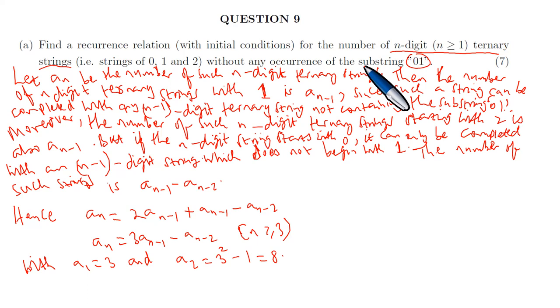So how do you analyze this question? To analyze this, we let an be the number of such n-digit ternary strings. So it's the number of the n-digit strings. Right, then we proceed to say that the number of the n-digit ternary strings with 1, because we are looking at the 0-1 condition, is actually a(n minus one).